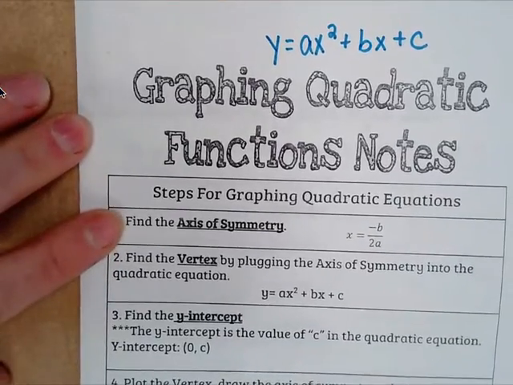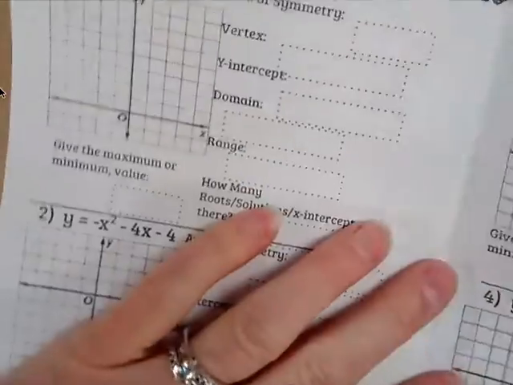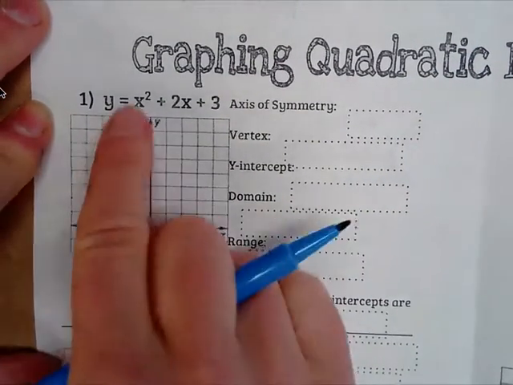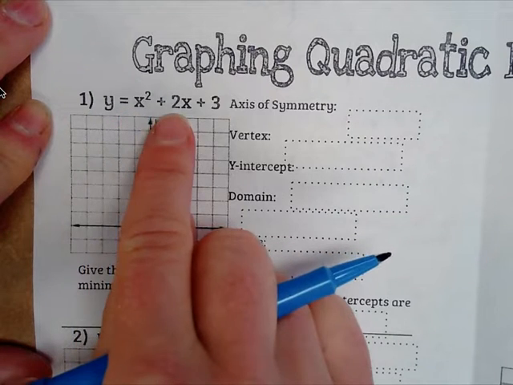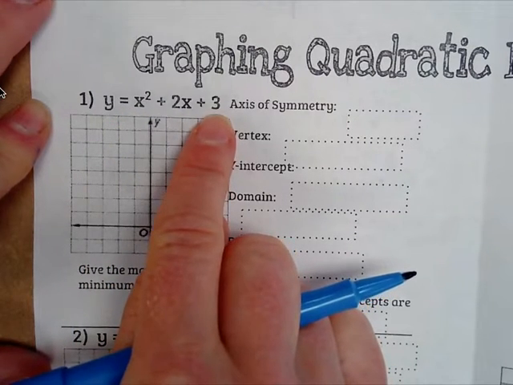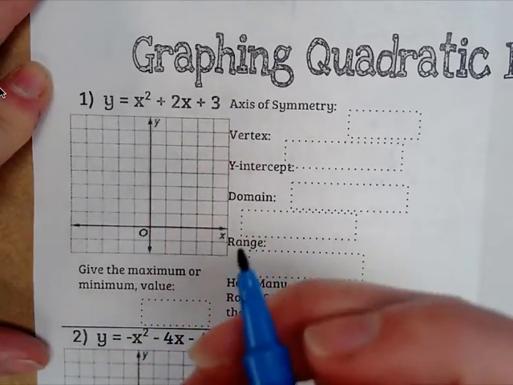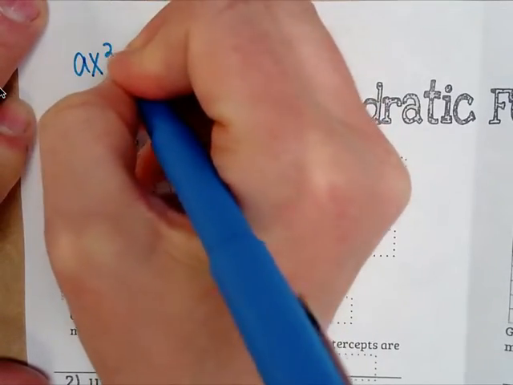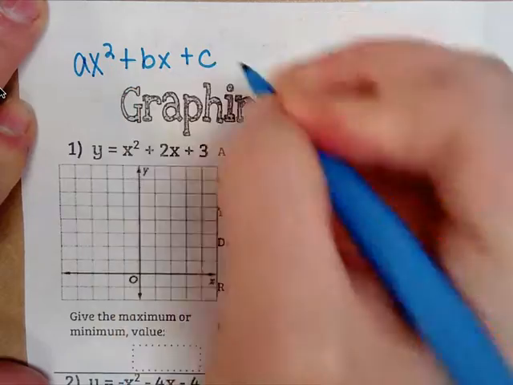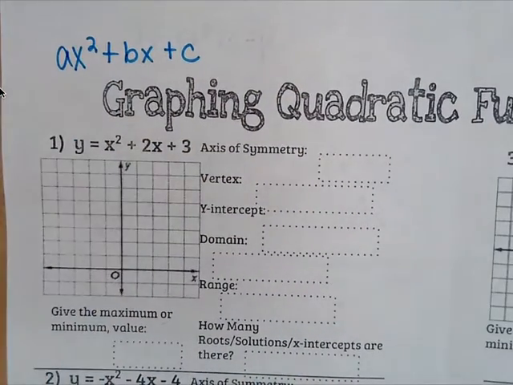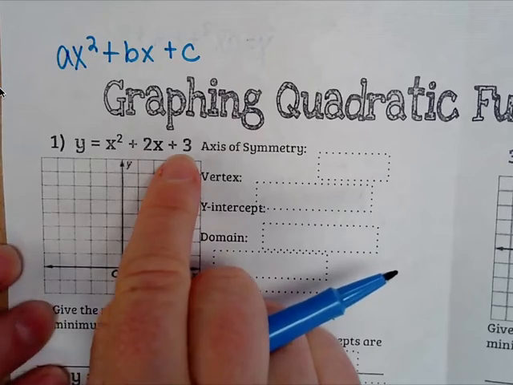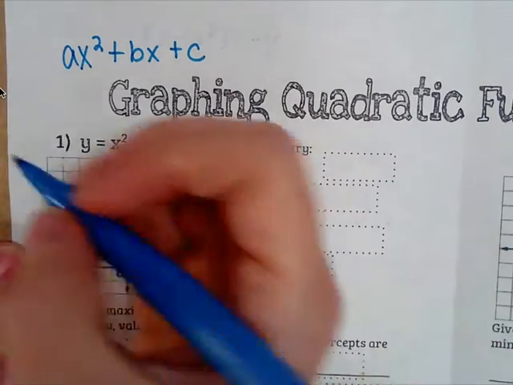Okay, so we're going to find the axis of symmetry on this first one. So everybody turn to the inside. Look at number 1. Y equals x squared plus 2x plus 3. To find our axis of symmetry, let's write what our A, B, and C are. So remember, it's ax squared plus bx plus c. This is in the correct order. So let's write what A, B, and C are.